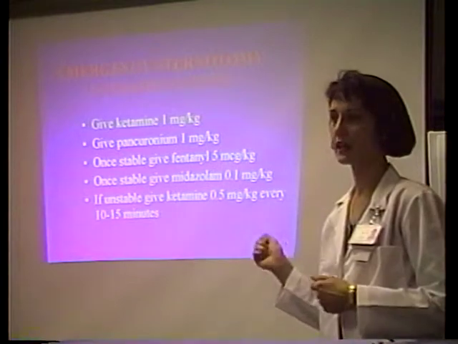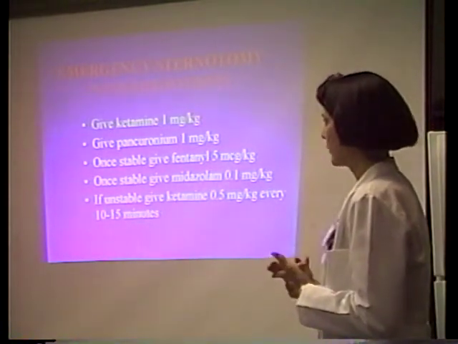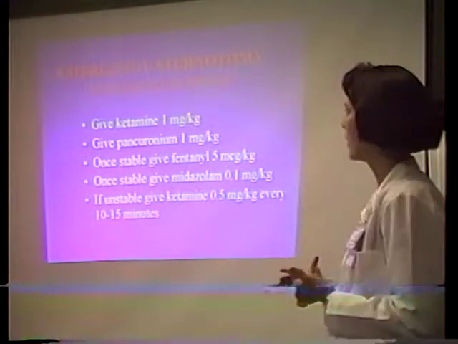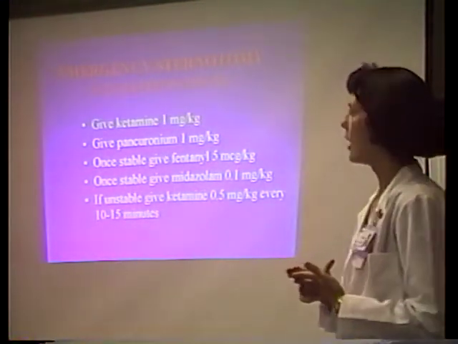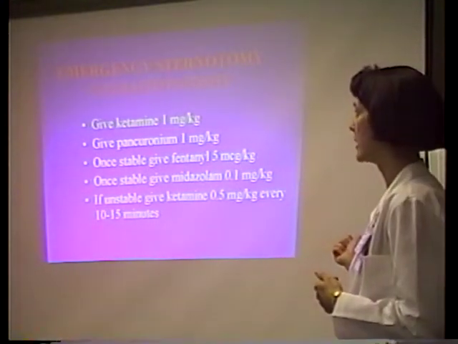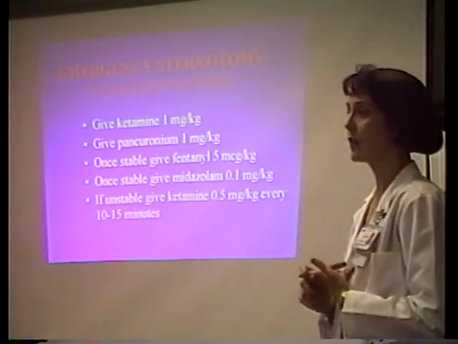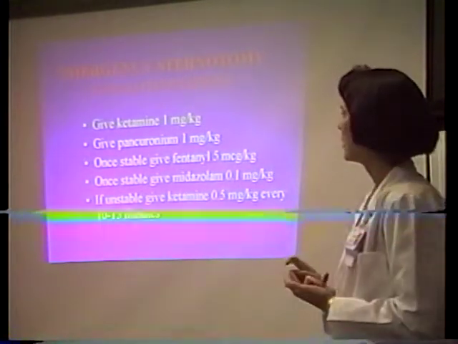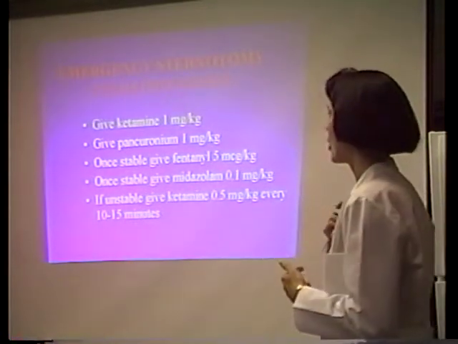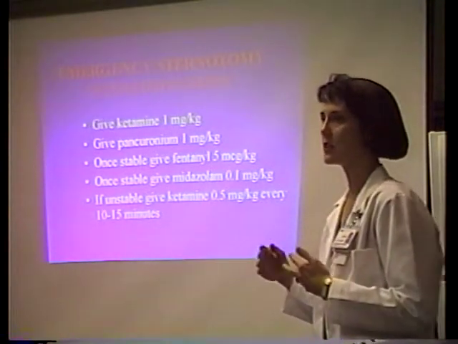And I'm going to go over exactly what ketamine is and what the side effects are. And then give pancuronium. If they're stable, then I would probably give them fentanyl and midazolam. But oftentimes these patients are not stable. And if they're not stable, one of two things: either you're not going to give them basically anything because you're going to be giving blood and trying to resuscitate the patient, or if they're unstable, you can just keep giving every 10 or 15 minutes little doses of ketamine.